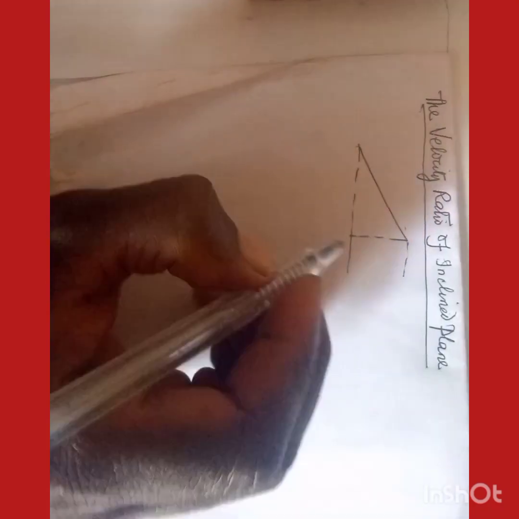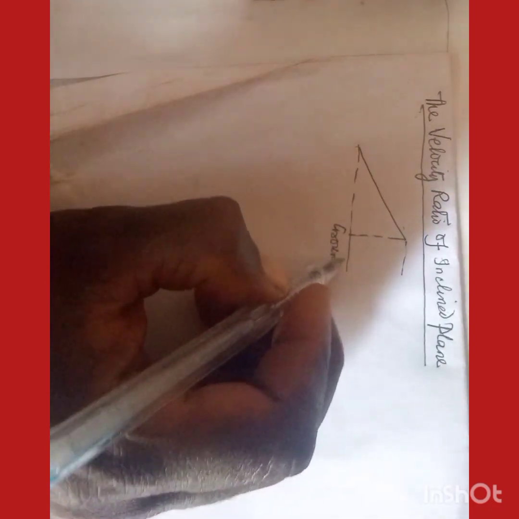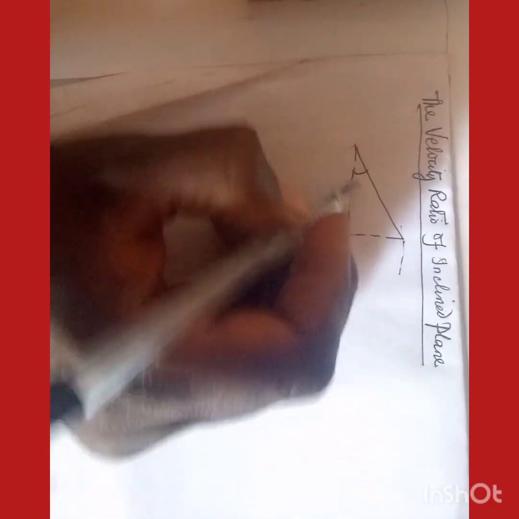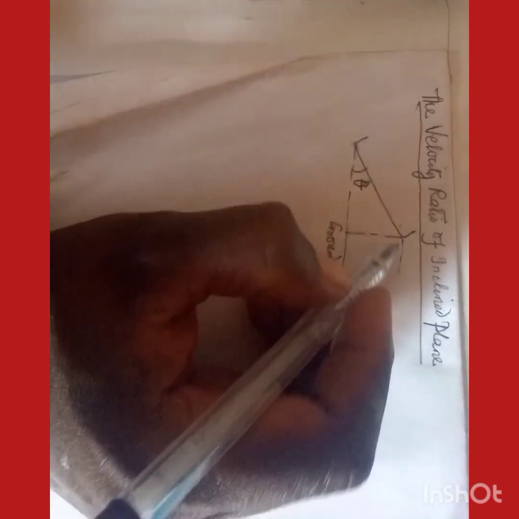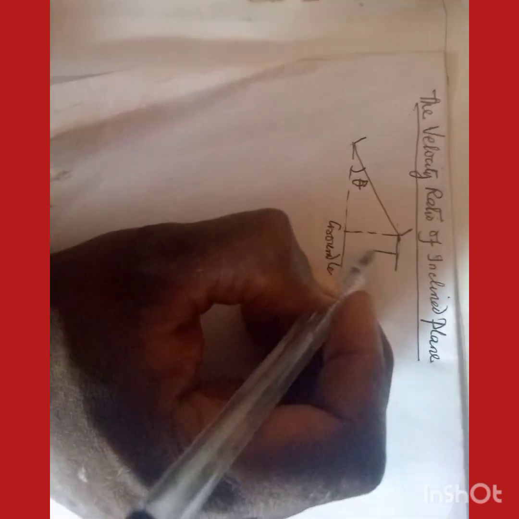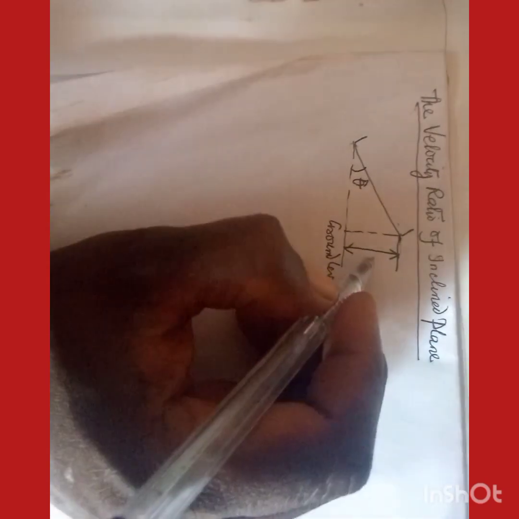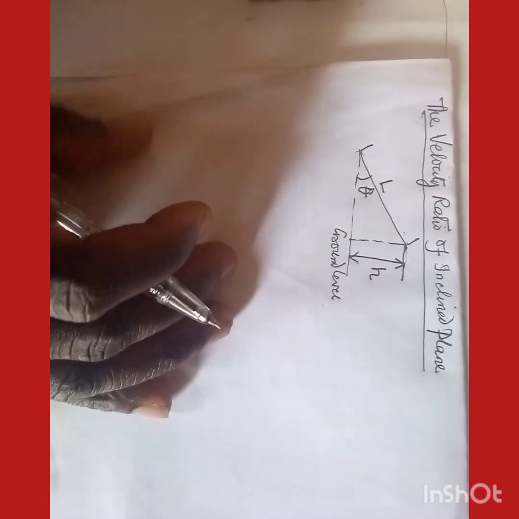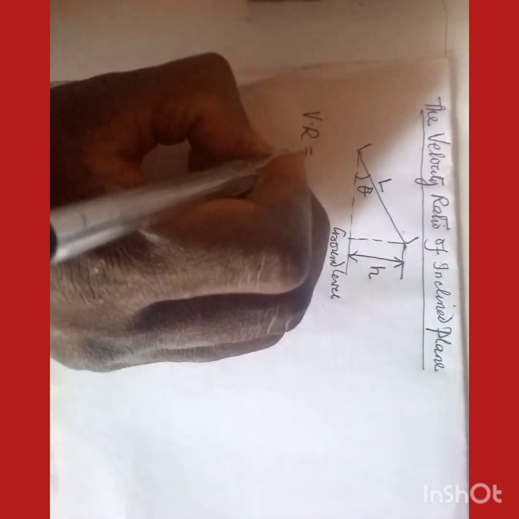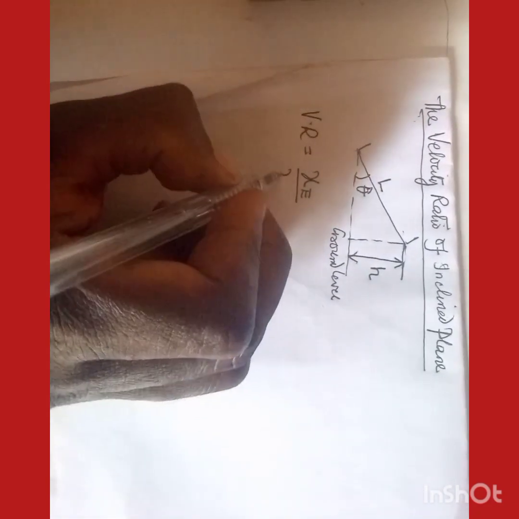Let's assume this is the ground level. This is the angle of inclination, this is the inclined plane, and this is the platform or the height at which we want to lift the load. Let's assume this is the length of the bar, L. Now, for any machine, the velocity ratio is usually equal to the distance moved by the effort over the distance moved by the load.